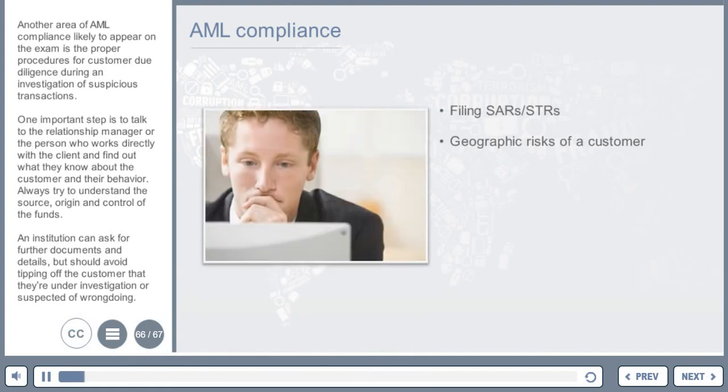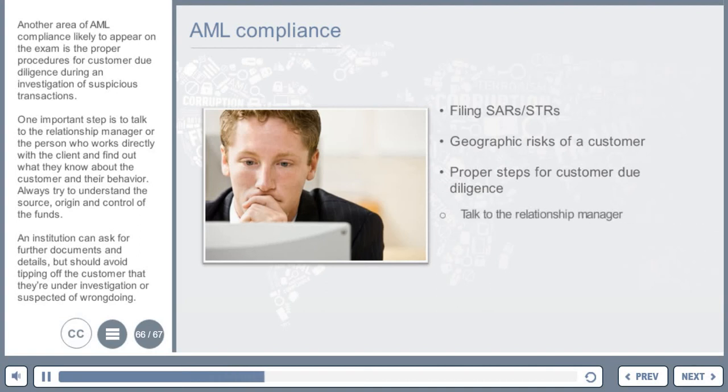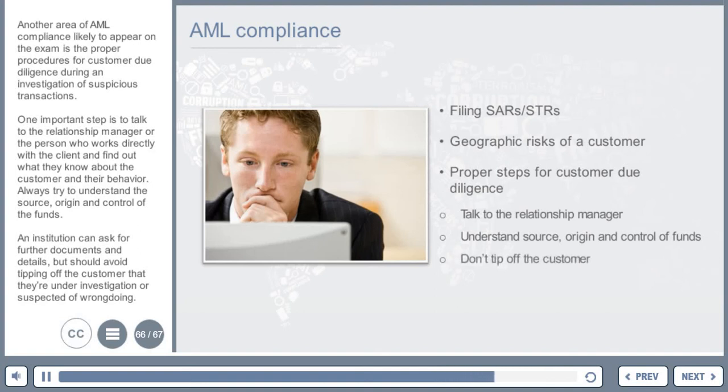Another area of AML compliance likely to appear on the exam is the proper procedures for customer due diligence during an investigation of suspicious transactions. One important step is to talk to the relationship manager or the person who works directly with the client and find out what they know about the customer and their behavior. Always try to understand the source, origin, and control of the funds. An institution can ask for further documents and details, but should avoid tipping off the customer that they're under investigation or suspected of wrongdoing.